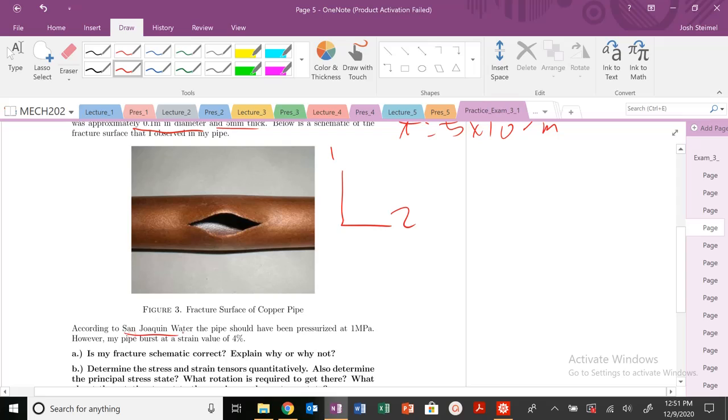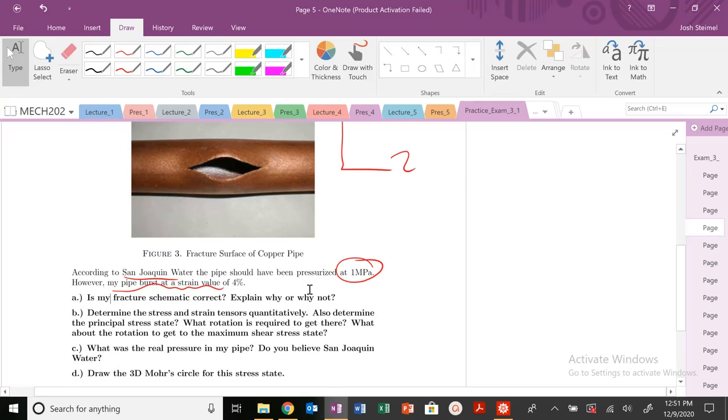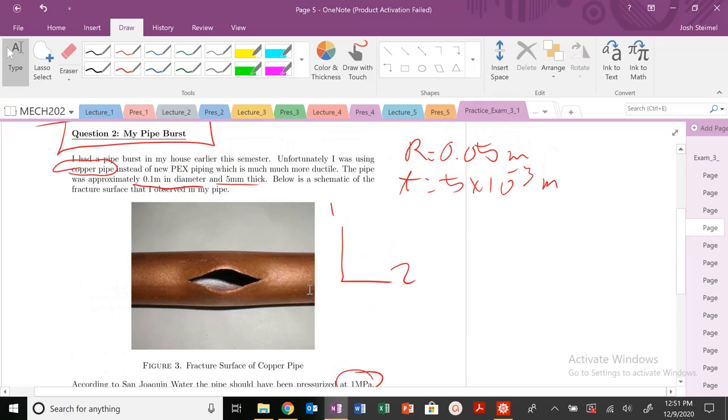According to San Joaquin County, it should have been pressurized at 1 MPa, but my pipe burst at a strain of 4%. So first it's asking, is my, well, actually before I get into any of this, I want to check.